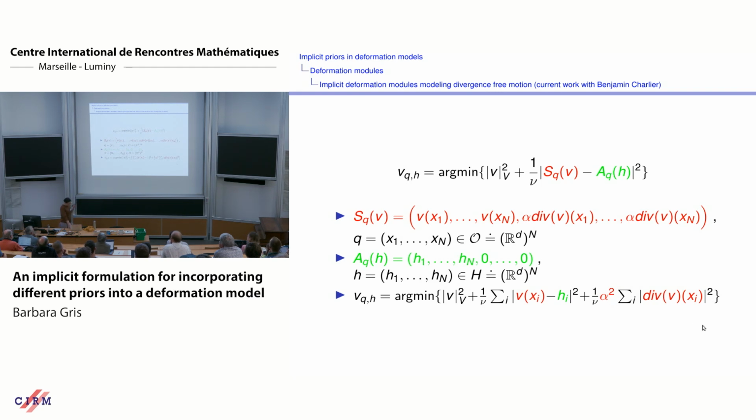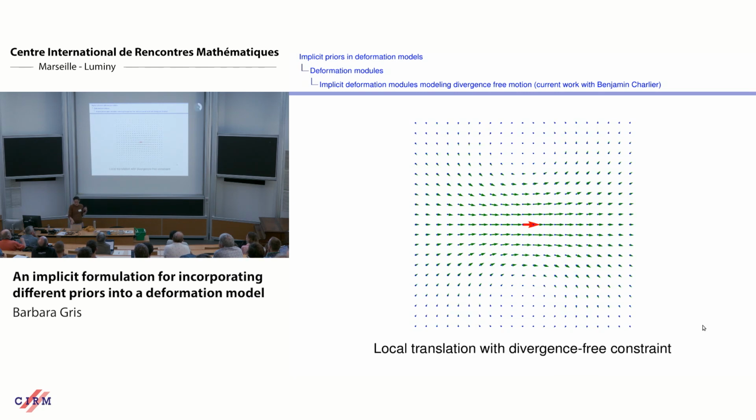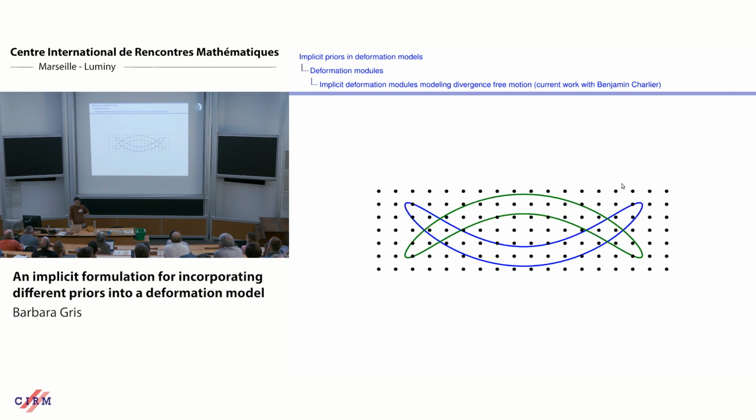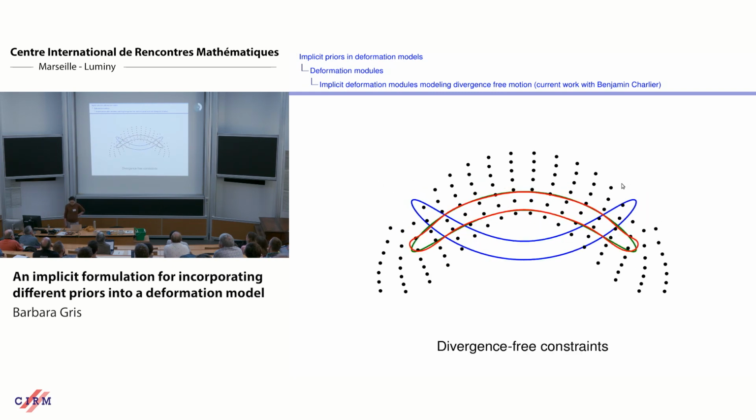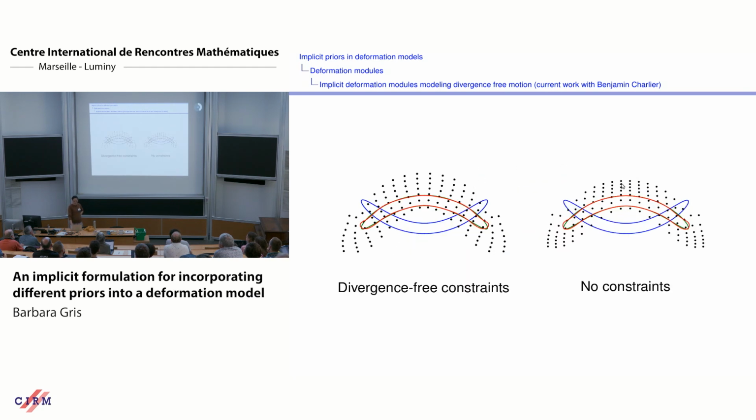So let me show examples of vector fields we can build this way. This is a local translation centered at the center of the grid and with the red vector with a scalar Gaussian RKHS. And here is what we obtain with divergence-free constraint on this grid. So we see that we have something moving that's more divergence-free. Okay. And here's the kind of registration we obtain with the divergence-free constraint of this grid. If you want to register the blue shape into the grid, this is the kind of deformation we obtain. And if we do this without the divergence-free constraint, this is what we obtain.